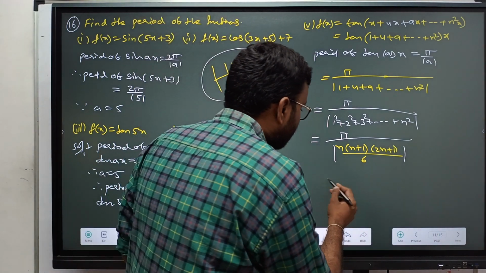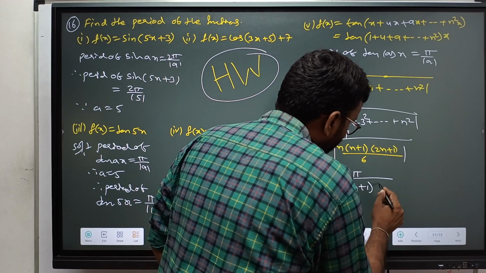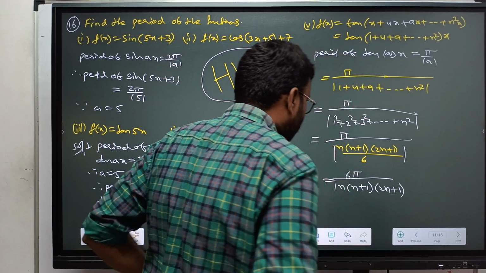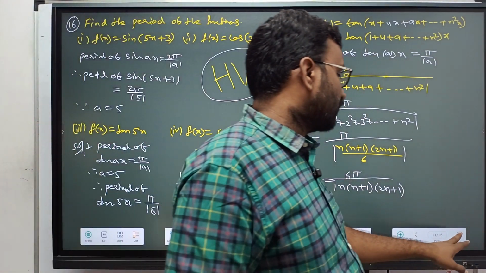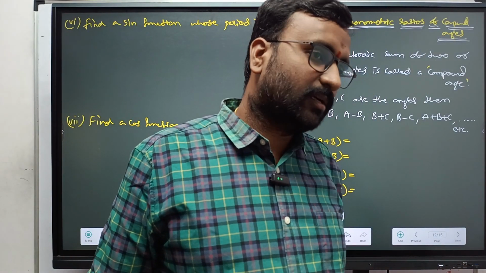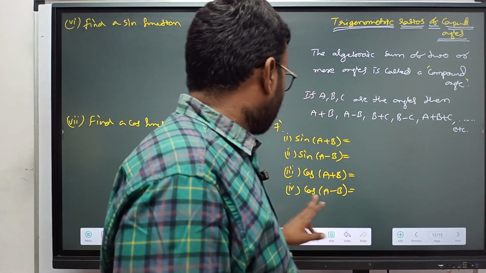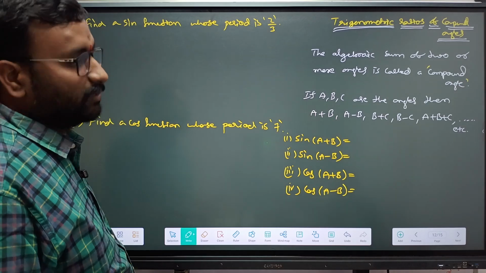So which can be written as what? 6 pi by mod of n into n plus 1 into 2n plus 1. This is about finding periods and periodic functions. Very very important 2 marks question. Okay? Now come to find a sine function whose period is 2 by 3.